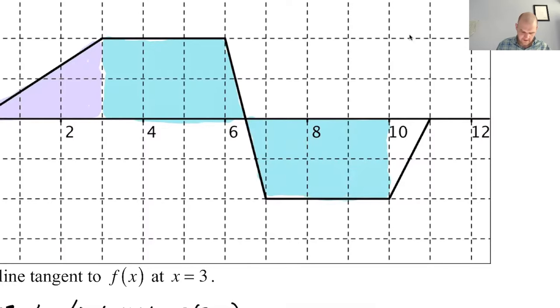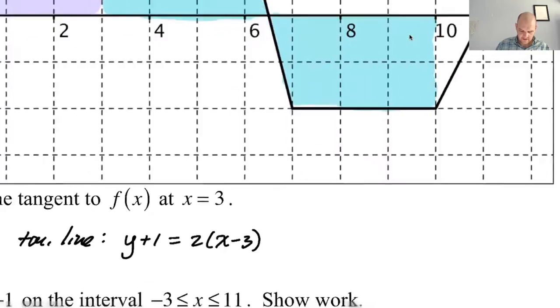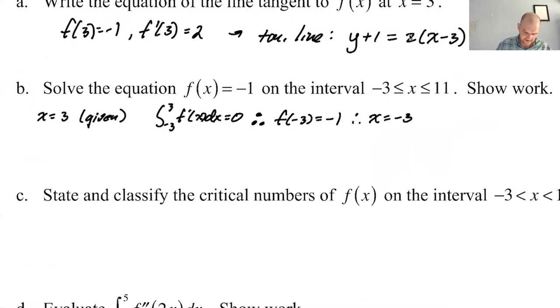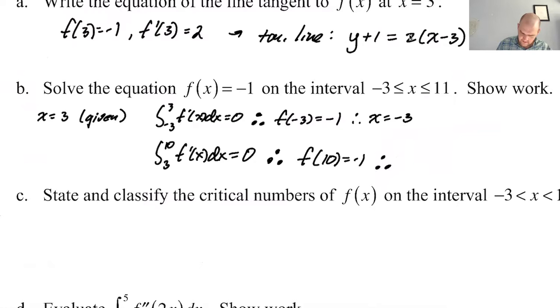All right, so the integral from 3 to 10 of f prime of x equals 0, which means that f of 10 is -1 as well. Therefore, f of 10 is -1. So x equals 10. So I get 3 different values.